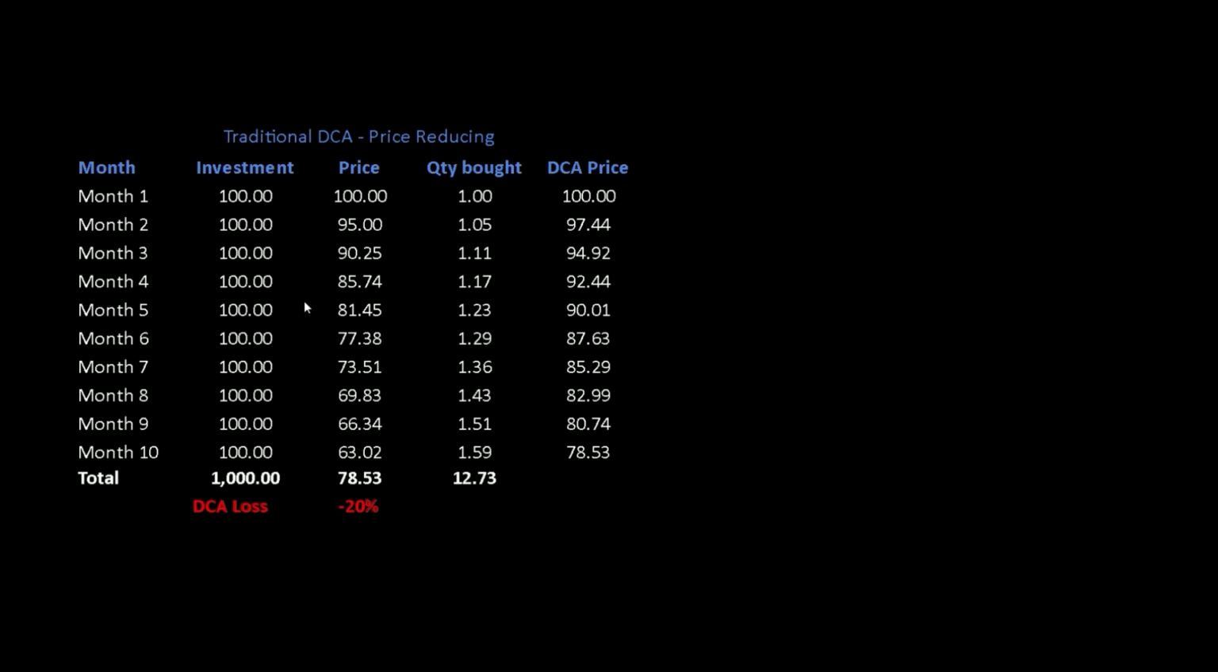Now let's take a look at the opposite situation when price is going down by 5% each time. While doing this, you end up having an average price of 78.53 against the current price of 63, which means you will face a DCA loss of 20%. But imagine if you would have put $1,000 at month 1, today you would have been 37% down. So yeah, DCA is preventing you from having a higher loss. So this is one of the benefits of doing traditional DCA.